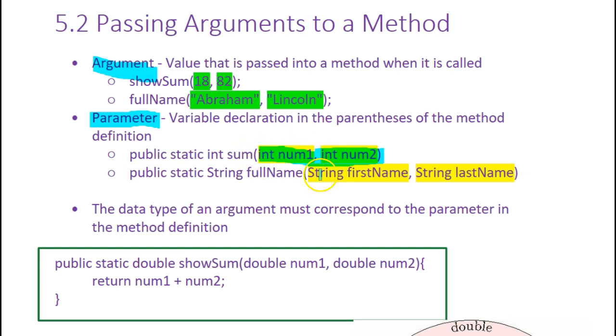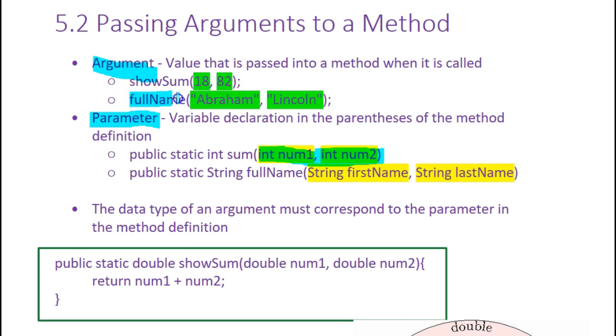It's just a coincidence that we're passing in two ints. We could pass in an int and a double, a double and a string, an int and another string, but we would just have to make sure that the arguments in our method call line up with the parameters in the method definition. Let's take a look at another example.